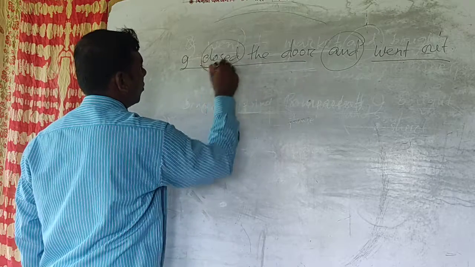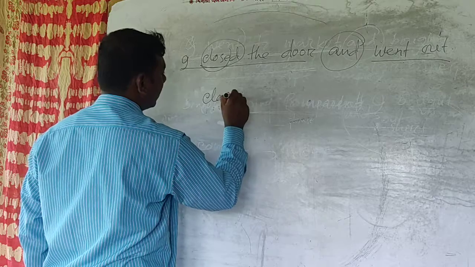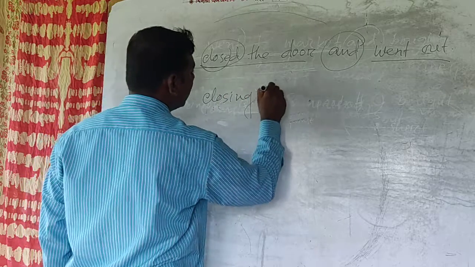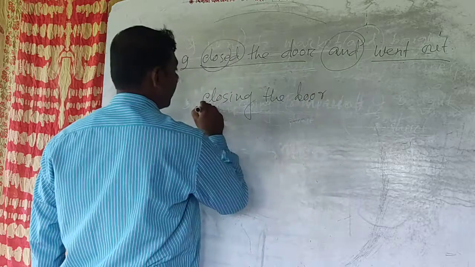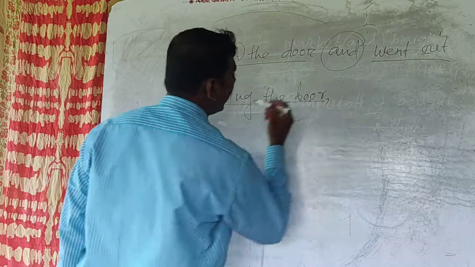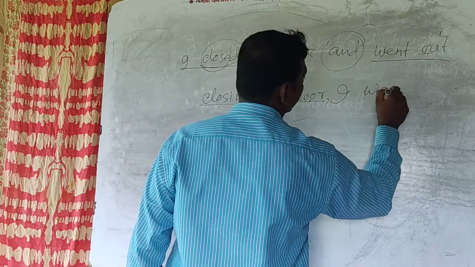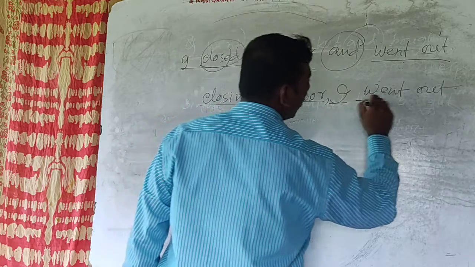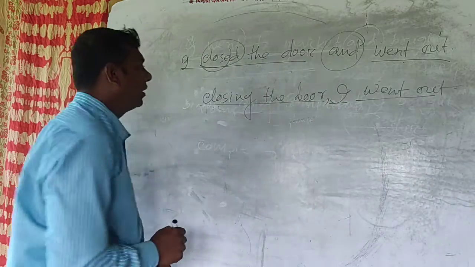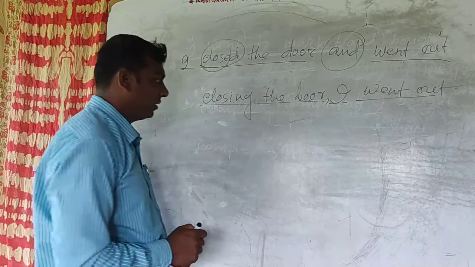Here is a verb, closed. The V1 is close. Closing the door is a phrase. I is a subject. Went out is a verb. So it's called a simple sentence.